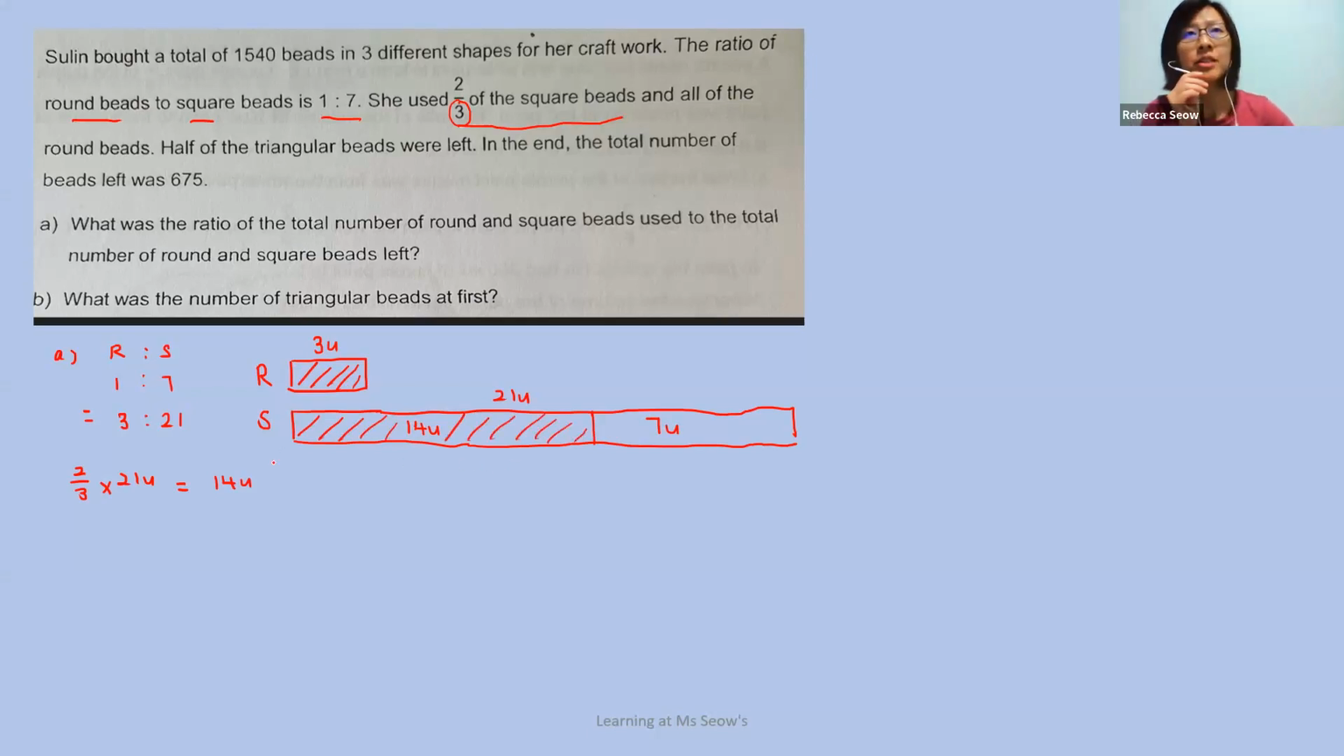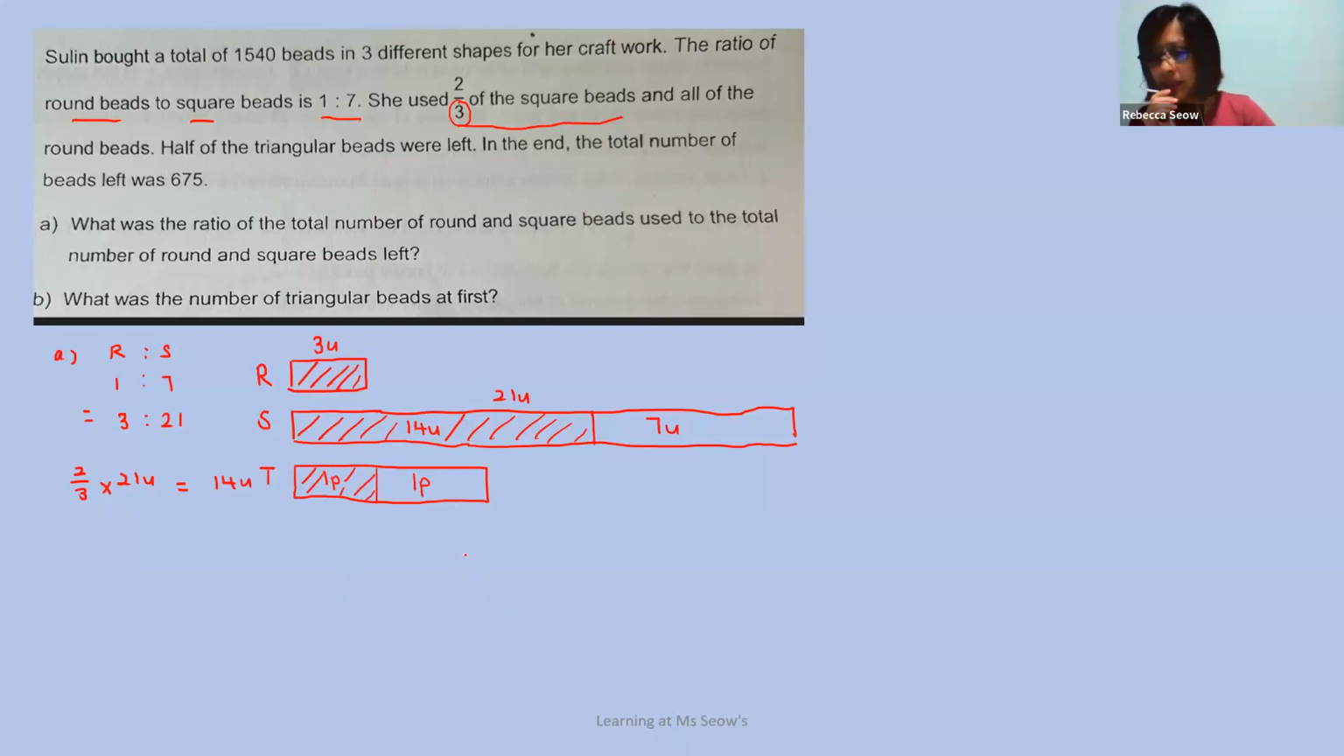Okay, and how about the triangular beads? Now, triangular beads, no mention how much it is in proportion to the other 2 types of beads. I'm just going to draw a random bar and I'm going to divide it into 2 parts. Okay, one is used and one is unused. So I will put it as, instead of units, I'll put it as one part, and the first part is the one that has been used. Okay, so whatever that has been shaded is whatever that has been used.